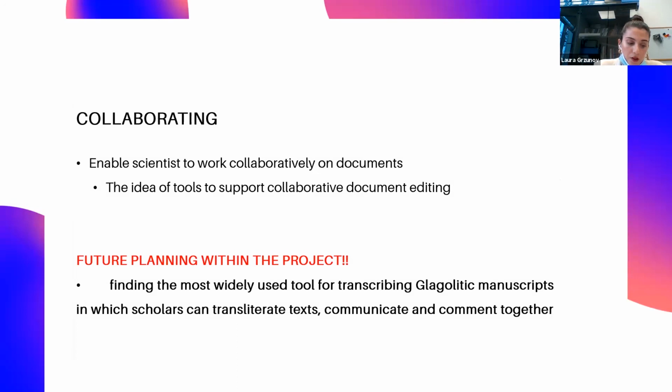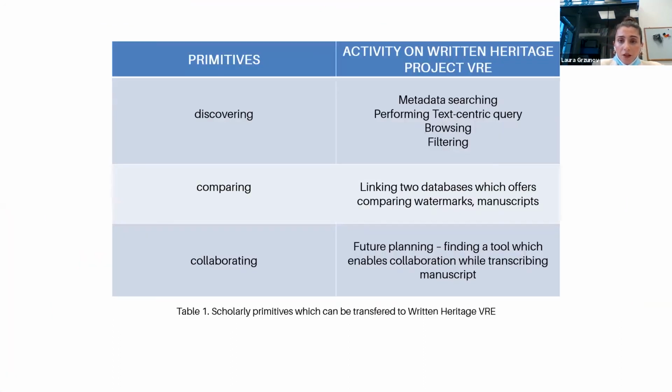The last scholarly primitive that is planned to be applied in our virtual research environment is collaborating, which enables scientists to work collaboratively on documents. This is a scholarly primitive that is planned to be implemented in the project, and for the needs of the project, an attempt will be made to find the most widely used tool for transcribing Glagolitic manuscripts in which scholars can transliterate text, communicate, and comment together. This is a table which emphasizes all those primitives that I just mentioned and all those activities in the Written Heritage project's virtual research environment.